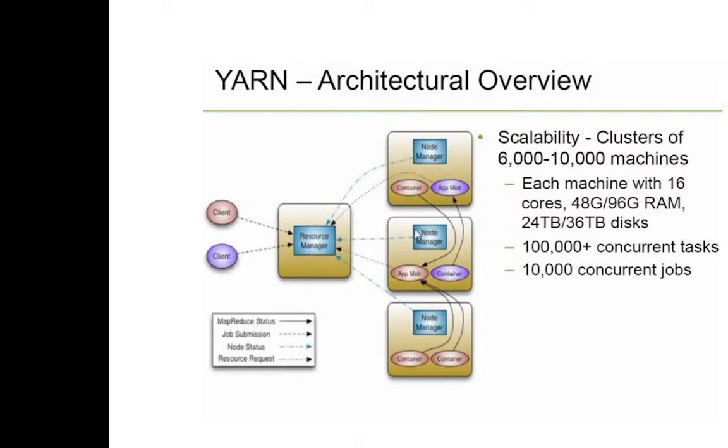Okay, so in this architecture, the major advantage is scalability, because we have broken down the responsibilities into multiple processes, right? With the help of this new architecture, the scalability of the cluster can be increased from 6,000 to 10,000 machines easily, which was limited to only 4,000 in Hadoop 1, right? With some changes in the architecture, the scalability has been increased many times, right? And each machine can be very huge, like all the big machines, and there can be 100,000 concurrent tasks and more than thousands of concurrent jobs running all together.